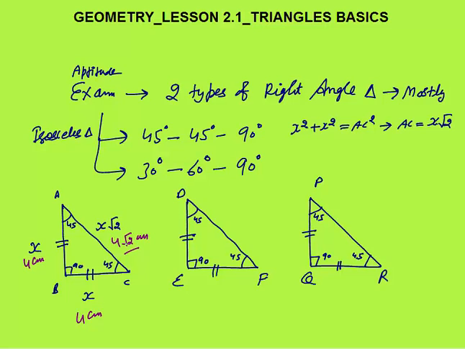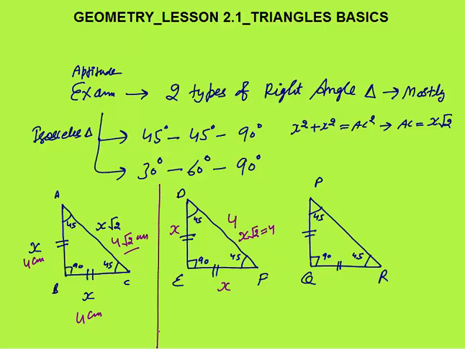But what if this side is given? This side is 4. Now we can assume that this is x, this is x. So can I say this will be x root 2, which is equal to 4.